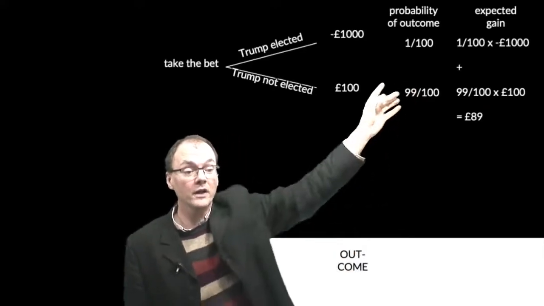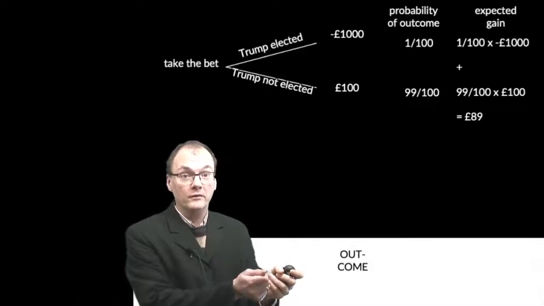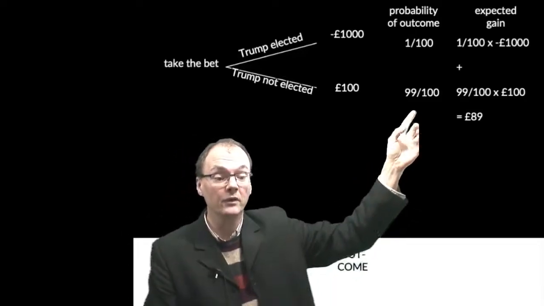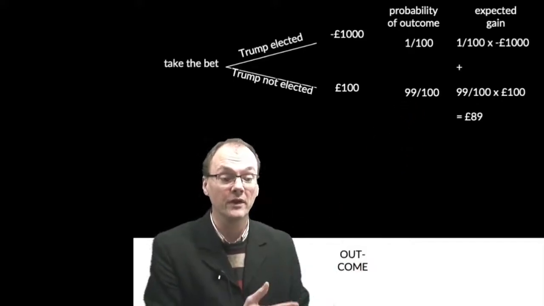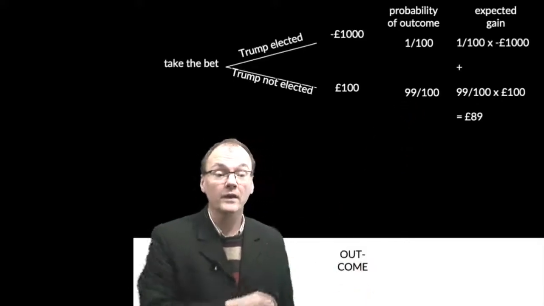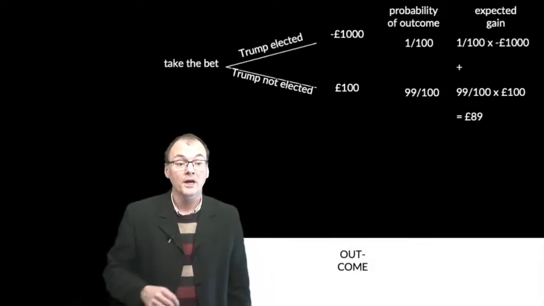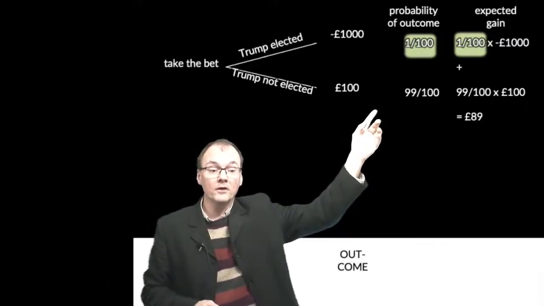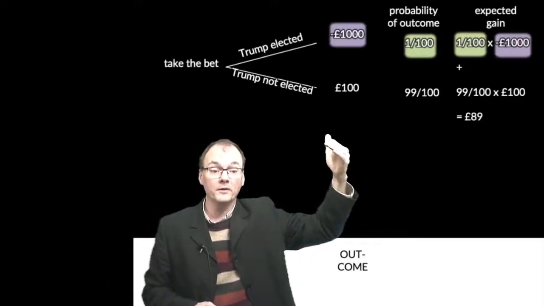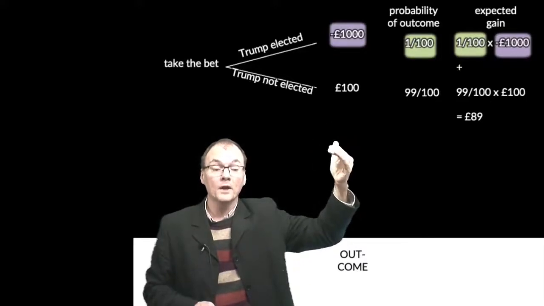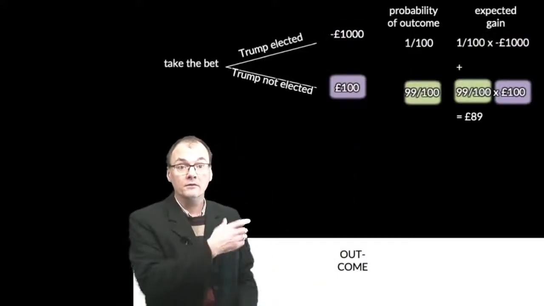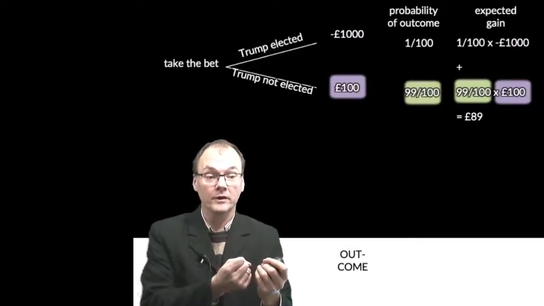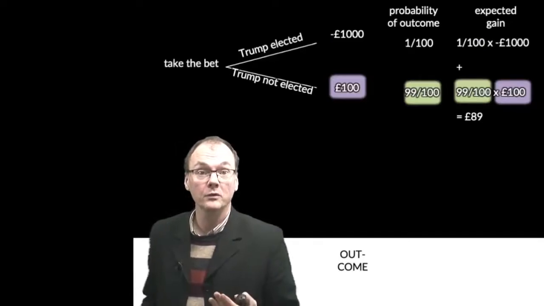Now in that case I would say, look, okay, so this is minus £1,000 times that 1 in 100 probability. On the other hand, the chance of winning is 99 out of 100, so I do 99 out of 100 times the 100, and then I just add those two things up, and that tells me I've got 89. So what am I doing here? I'm taking the probability of the outcome, multiplying it by the expected gain, and that gives me a number. I'm adding the two resulting numbers together, and that says to me, look, I expect to get £89.